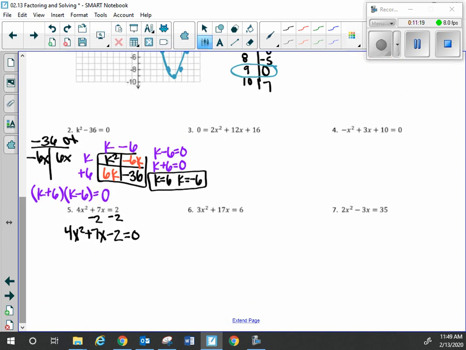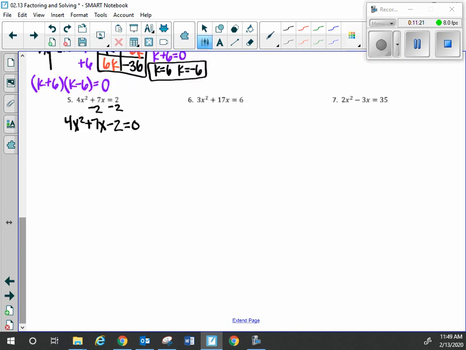All right. Let's look at 5. We already did something with 5, right? What did we already do to 5? Made it equal to 0. I had to set it equal to 0, so I had to do some shifting. But now, let's start our regular steps. Is there a GCF to factor out? No. Okay, what's A times C? Negative 8. Factors of negative 8 that have a sum of 7? 8 and negative 1. Good.